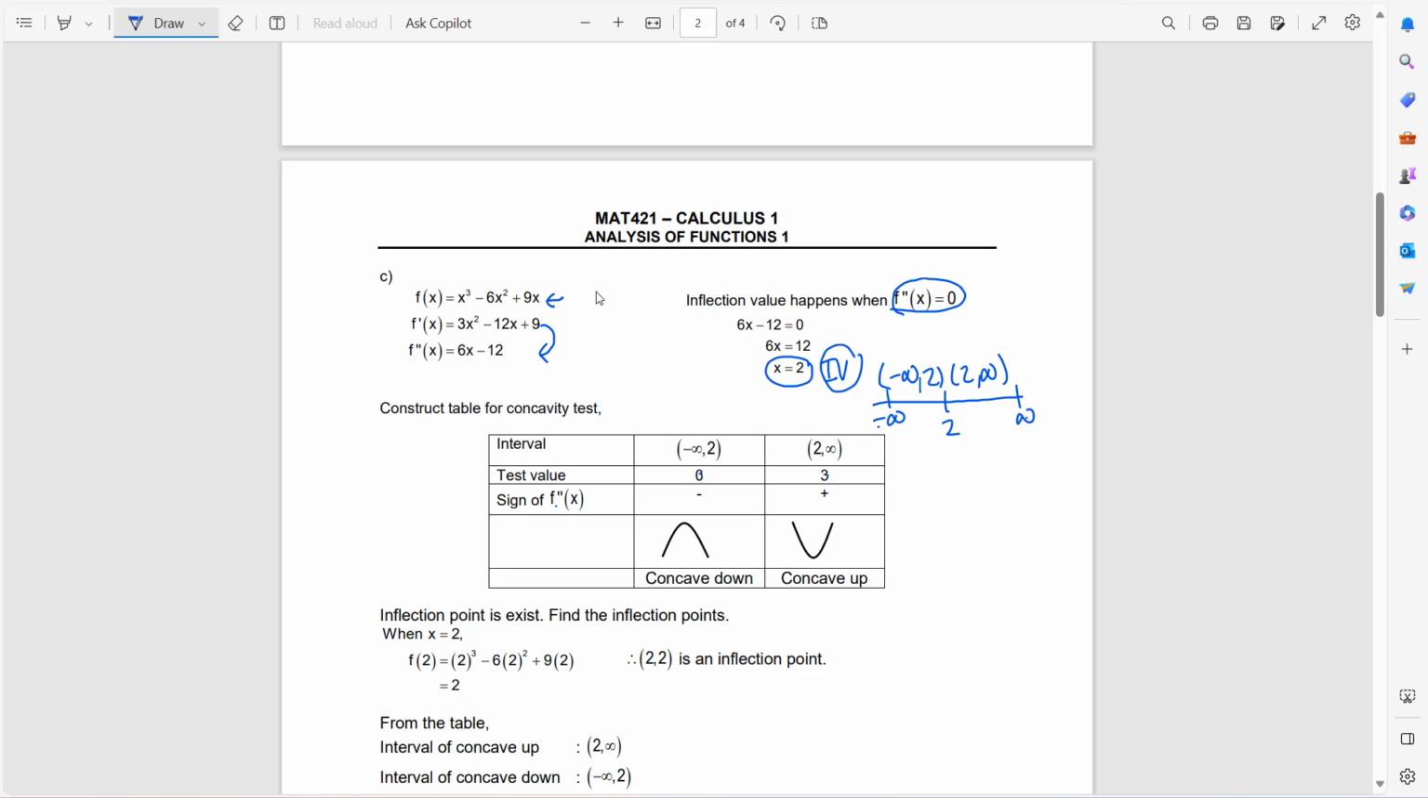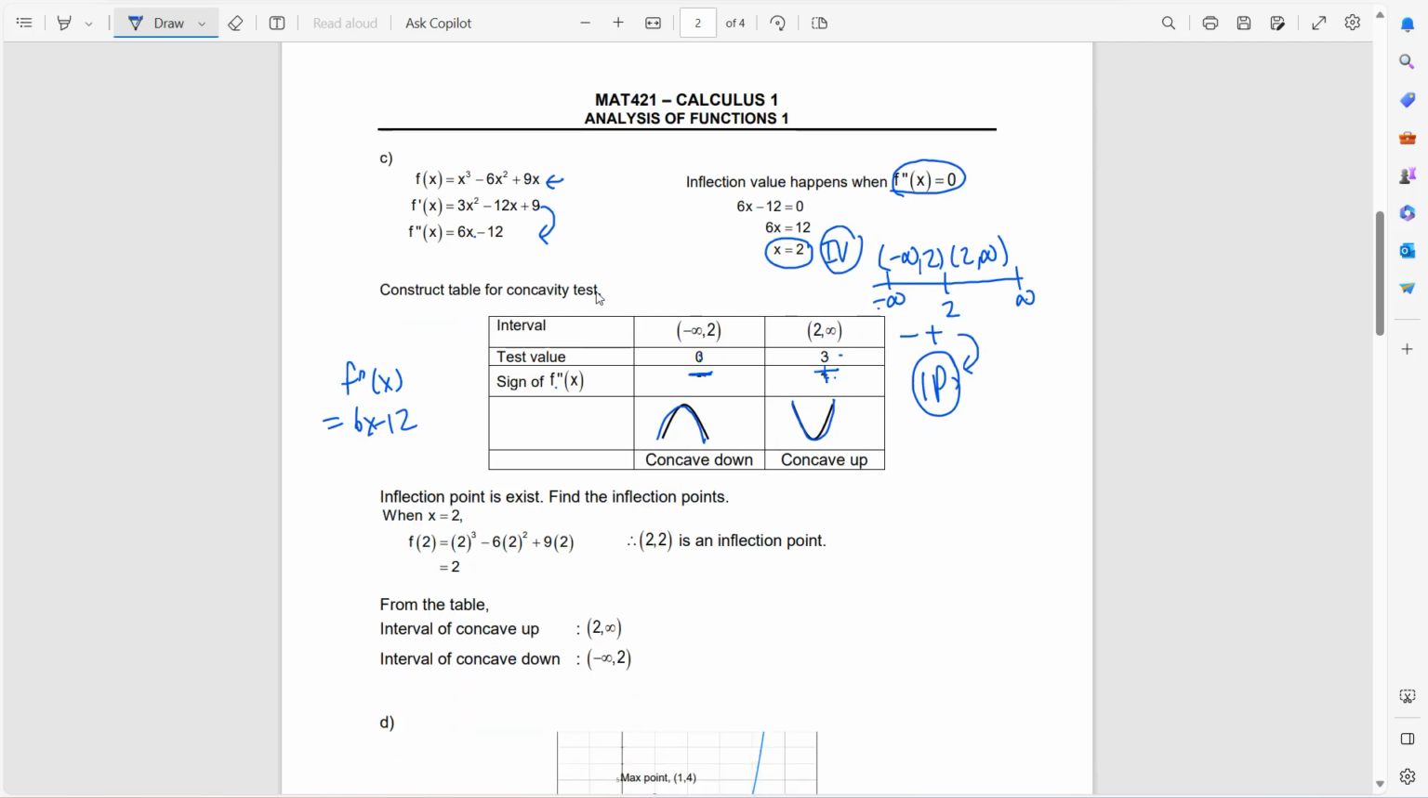So f double prime of x equals 6x minus 12. You substitute 0, you should get negative. You substitute 3, you get a positive value. So negative is concave down, positive is concave up. Since these signs are changing, there exists the inflection point, because of a negative to the positive, and then we have the inflection point.